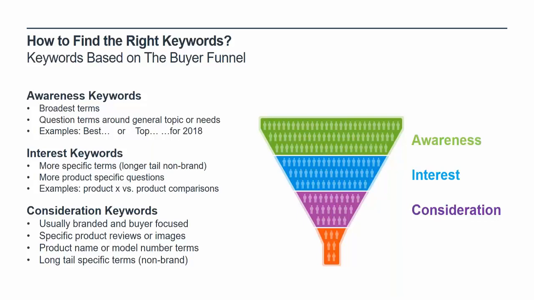In 2018, as we use voice search, there are a lot of questions. These are going to be the general topics where the searcher is really trying to answer their needs. Usually, these keywords would start with best or top, or end with for 2018. Let's go one step lower into the buyer process. So, interest keywords. These tend to be a little more specific than those awareness keywords.